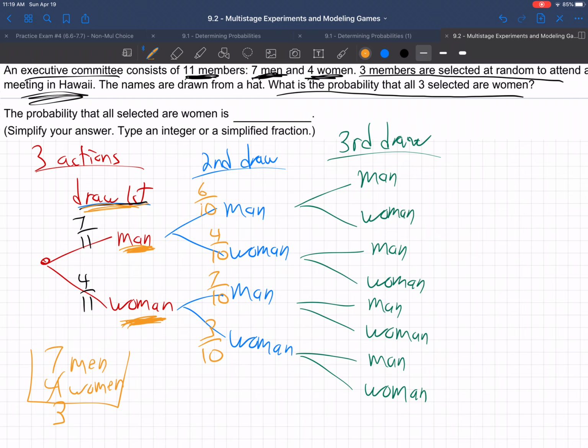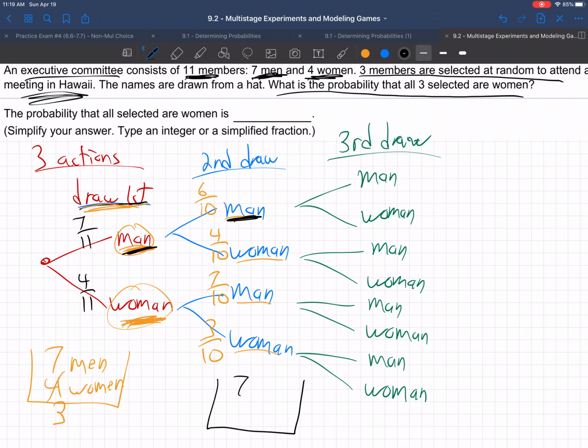See how it changes depending on what happened on the first draw? If you got a man on the first draw, then that changes the chance of a man or woman on the second draw, versus if you got a woman on the first draw, that changes what's in the hat for the chances of getting a man or woman on the second draw. Now let's go to the third draw. You got to follow the tree, the path, as you go through this. So if we got a man on the first draw and a man on the second draw, what would be left in the hat at this point?